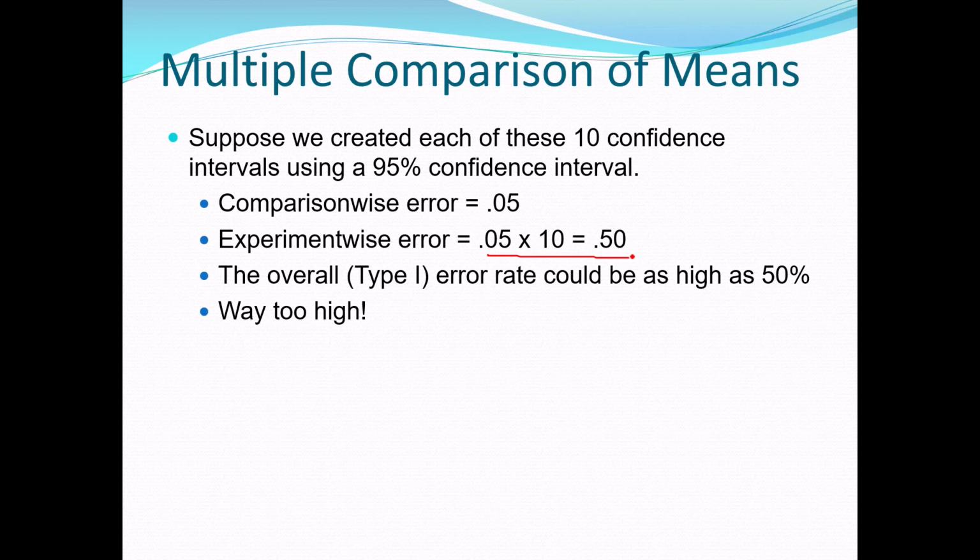And so ultimately what we end up saying is, let's just bound it. Let's give it an upper bound, 50%. That means when we do these 10 intervals using 95% confidence levels, our overall error rate would be 50%, so our overall reliability would be 50%, and that's way too low. So the overall error is too high, the overall confidence is too low.